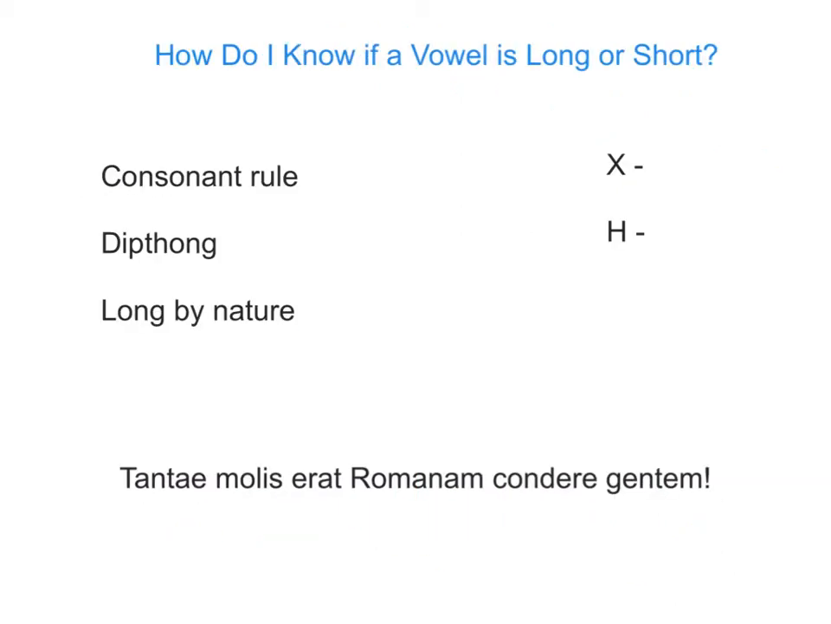Alright, so when deciding if a vowel is long or short, we're going to use a few different rules. The first one is the one that you're going to use most often, and it's the consonant rule. If you have a vowel, let's label it V, and you have one consonant and another vowel, not always, but usually, this vowel that only has one consonant after it is short. So if you have one consonant between vowels, it's probably a short vowel.